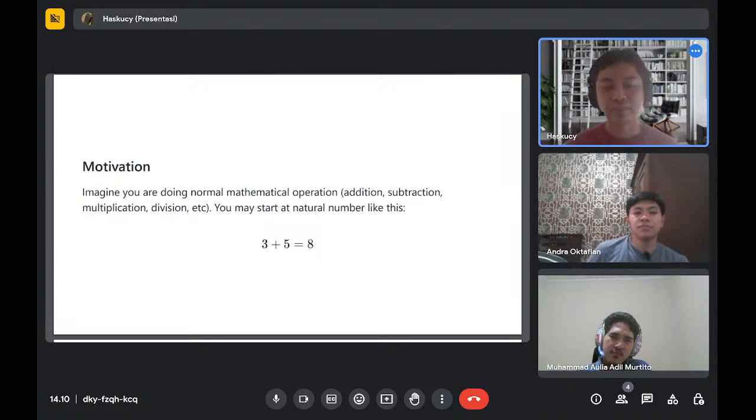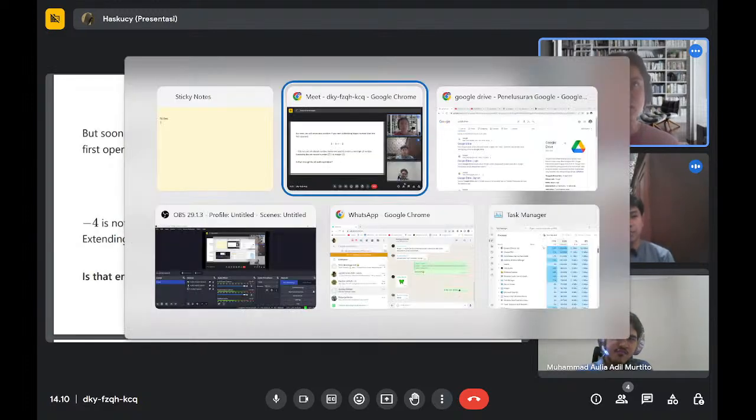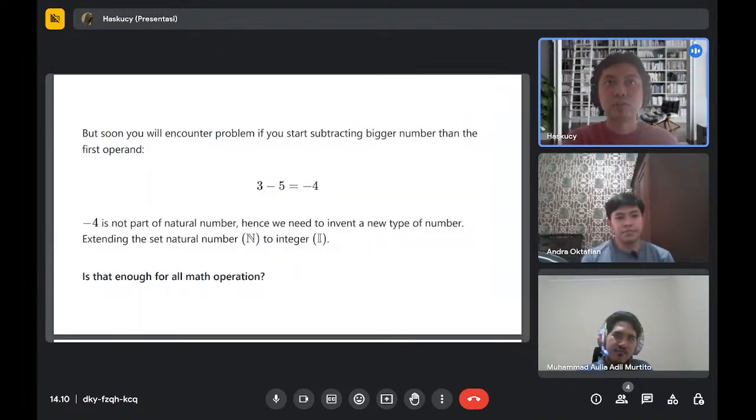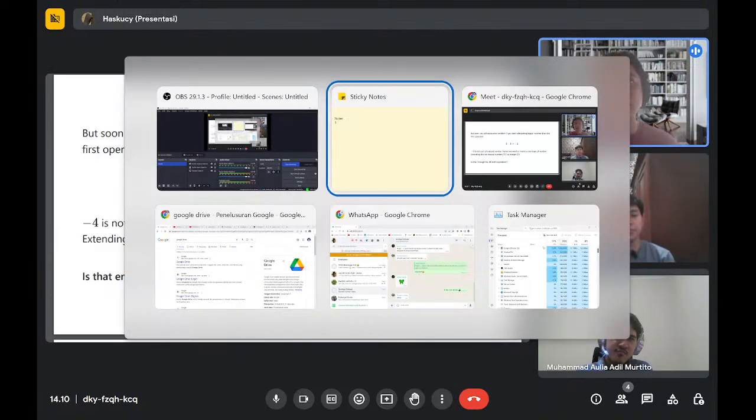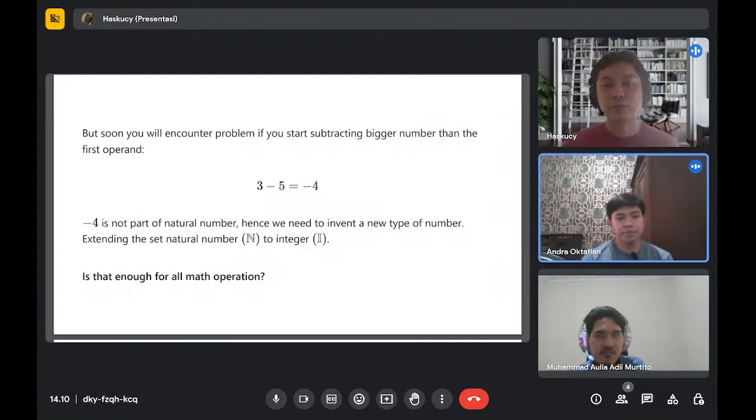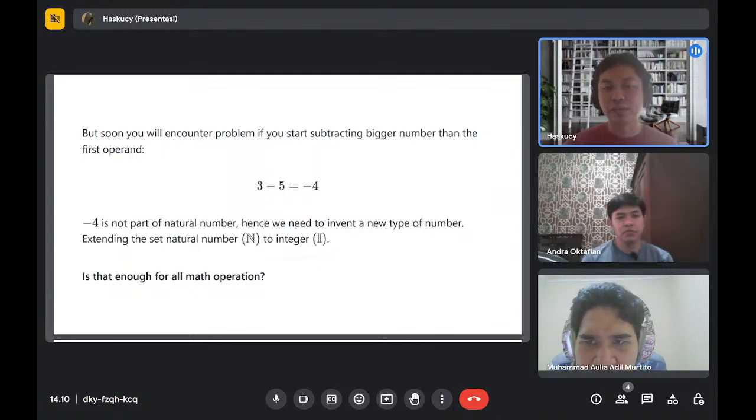You may start at a natural number, like 3 + 5 = 8. It's so simple, like 2 + 2 is 4, 1 + 1 is 2, etc. However, you will encounter a problem if you start to subtract a bigger number than the first operand. For example, 3 minus 5 equals -4. However, -4 is not part of the natural numbers. Natural numbers are 0, 1, 2, 3, 4, and so on.